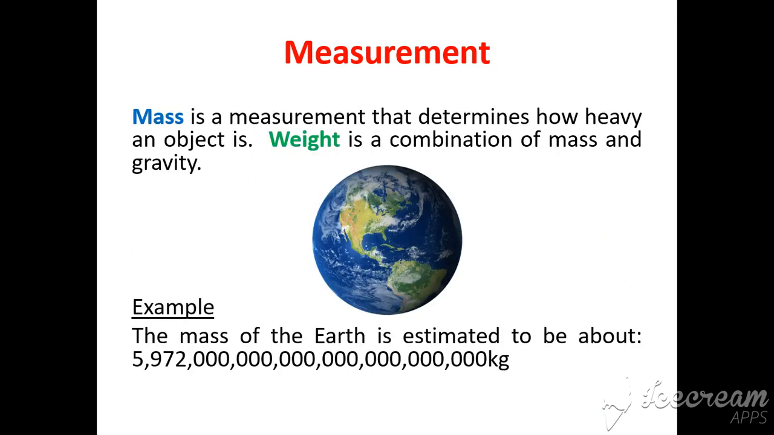Right, mass. Mass is a measurement that determines how heavy an object is. Weight is a combination of mass and gravity. We're going to chat later on in our videos on mass and weight. A lot of people still say things like, how much do you weigh? When they shouldn't be saying that. They should say, what is your mass?